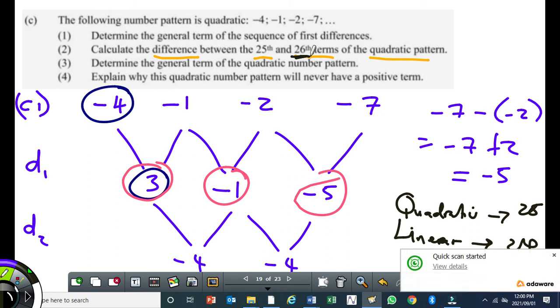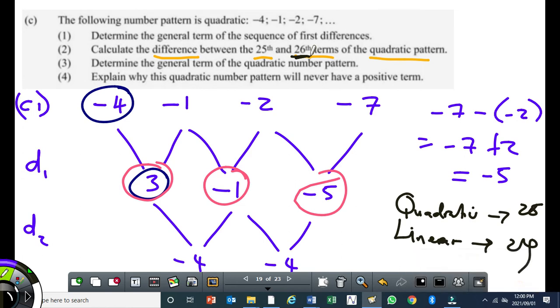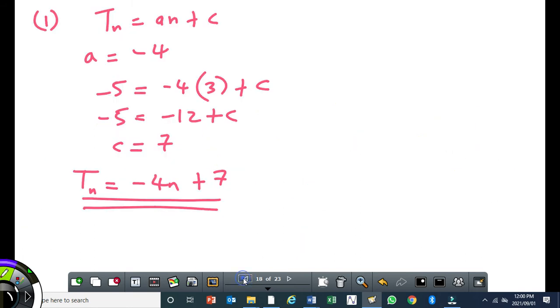Okay, always. So if I want to find the difference between two terms in a quadratic pattern, I may just use the general term of the linear, because this difference here is part of the linear pattern. Since the maximum number of terms is 26, all I have to do is find T25 of the linear pattern. The good thing is, I've got the general term already for that linear. This is the general term. Right? So I'm going to use that.